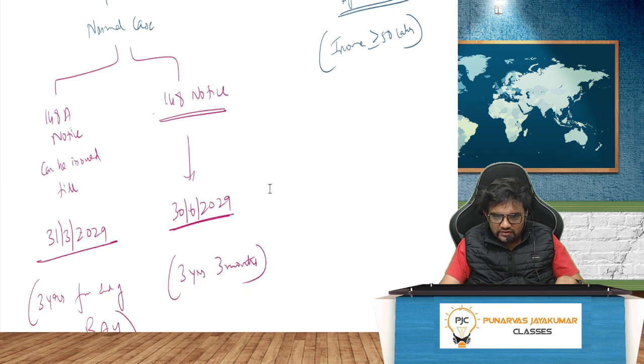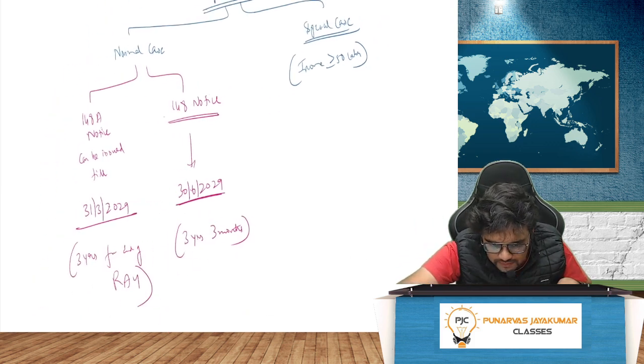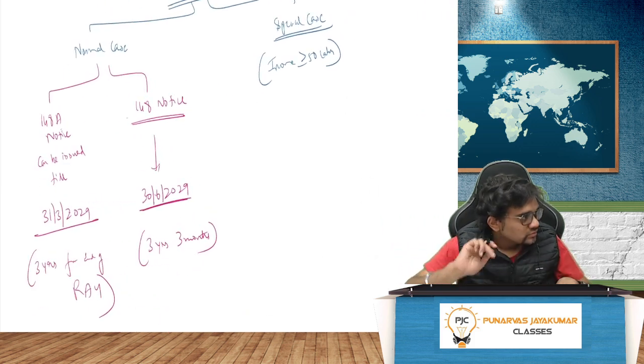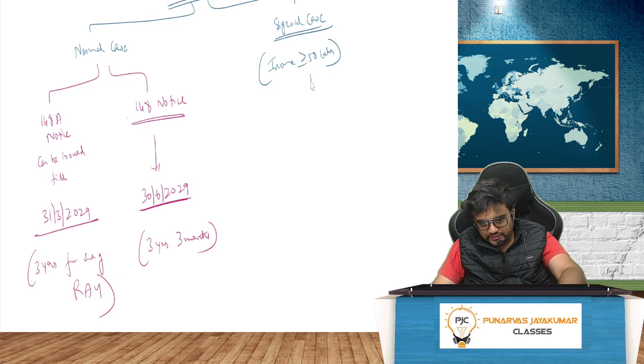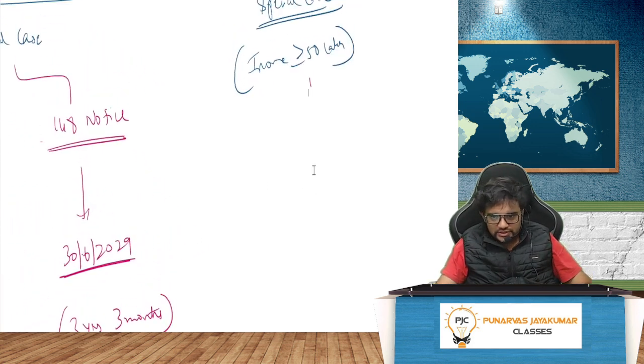Special case, more than 50 lakh. So many changes, and how can we complete, guys? Crazy it is. Crazy changes.